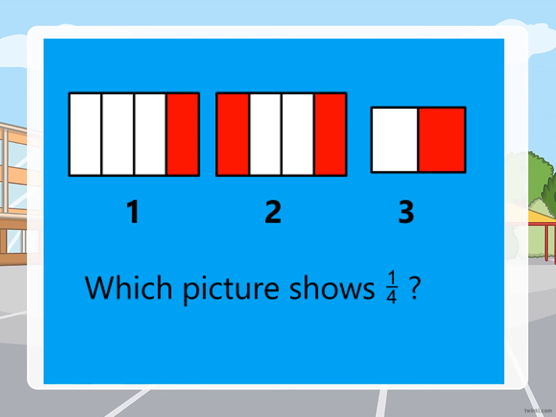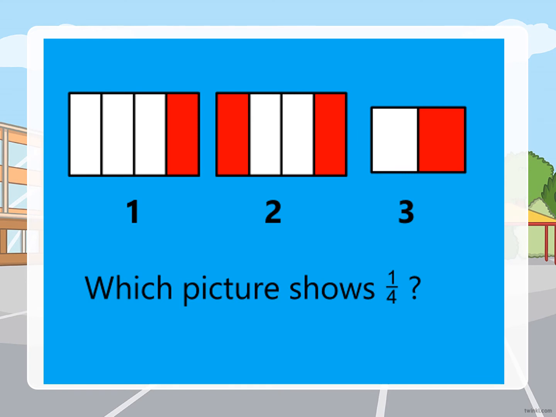In picture 1, let's see how many parts there are. 1, 2, 3, 4. Okay, so picture 1 has got 4 parts. Let's look at question 2. How many parts has it got? 1, 2, 3, 4. So picture 2's got 4 parts. Let's look at number 3. How many parts? 1, 2. So we know that it can't be number 3 because for quarters it's got to have 4 parts, and question 3's only got 2. So straight away we can get rid of picture 3.